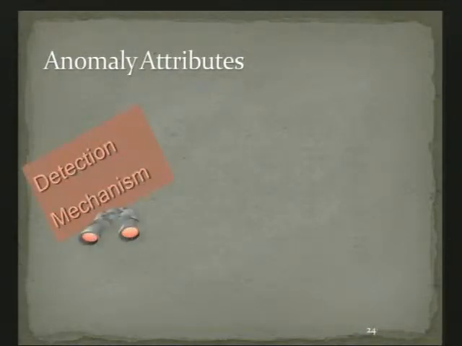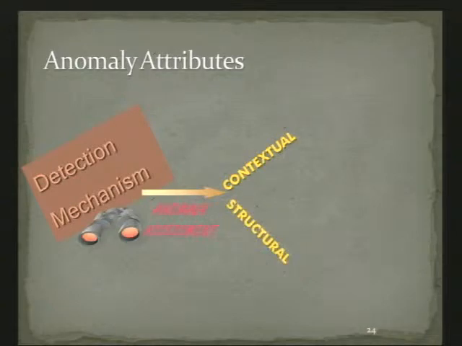Now I'm going to talk about what happens when a detection mechanism detects an anomaly: it submits an anomaly assessment to the response mechanism. So what is the anomaly assessment going to look like? It's going to be submitted in terms of two kinds of attributes. One is contextual, another is structural.